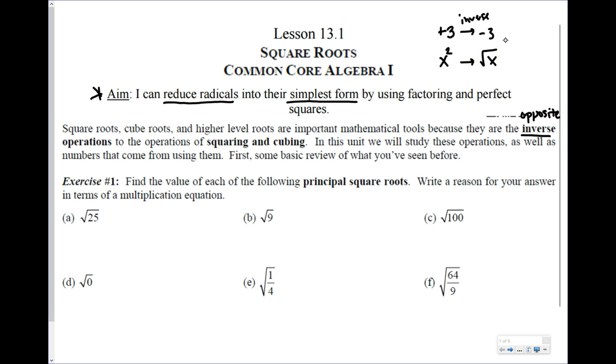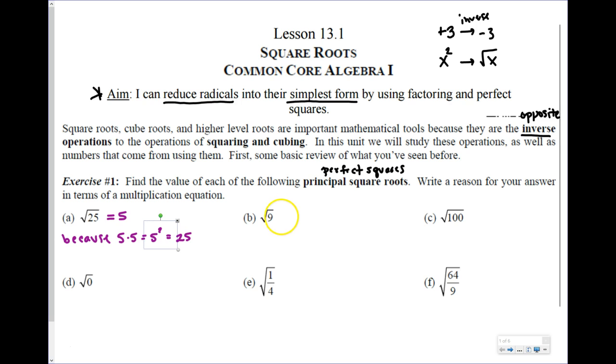So exercise 1 says, find the value of each of the following principal square roots. These are all called perfect squares, and we've talked about this before. Principal square roots are perfect squares. Find the value and write a reason for your answer in terms of multiplication. The square root of 25 is going to be 5 because, here's my reasoning, 5 times 5 is 5 squared, which gives me 25. So the square root of 25 is 5.